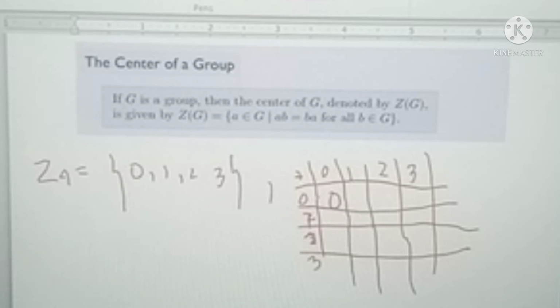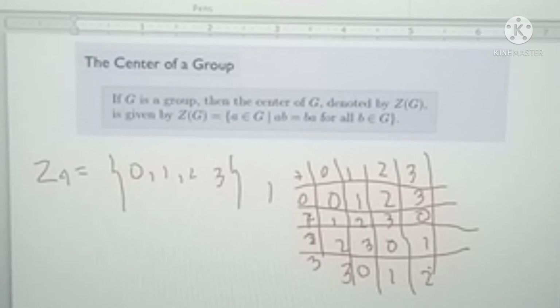Zero plus 0 is 0, 0 plus 1 is 1, 0 plus 2 is 2, 0 plus 3 is 3. Then 1, 2, 3, 0. 2 plus 0 is 2, 2 plus 1 is 3, 2 plus 2 is 4, modulo 4 is 0, 2 plus 3 is 5, modulo 4 is 1. 3 plus 0 is 3, 3 plus 1 is 4, modulo 4 is 0, 3 plus 2 is 5, modulo 4 is 1, 3 plus 3 equals 6, modulo 4 equals 2.